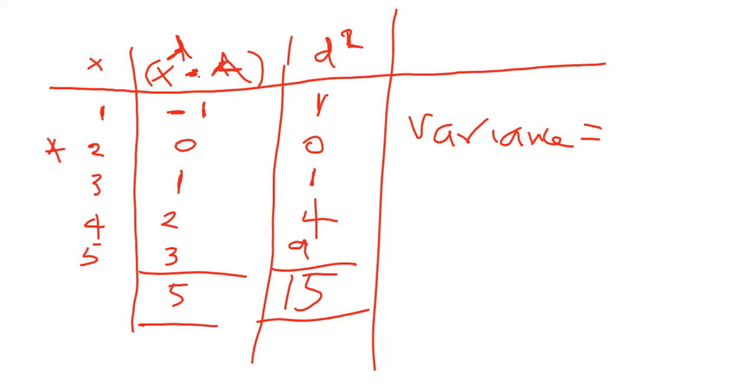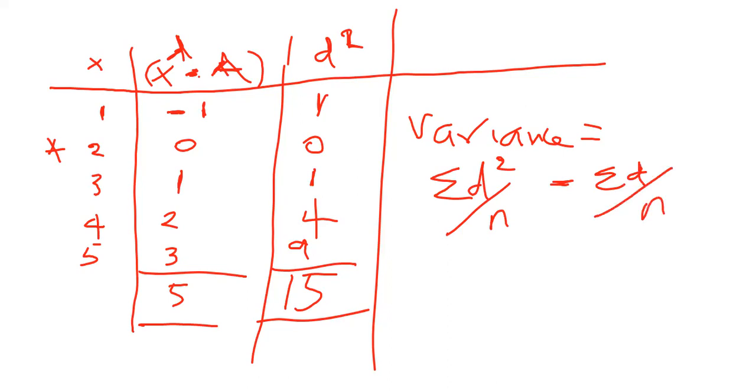So the formula will go like this: summation of d square all over n, minus summation of d all over n, all raised to the power of 2. That's the formula. When you see the formula like this, it means it's from an assumed mean. The assumed mean formula is a little bit lengthy.